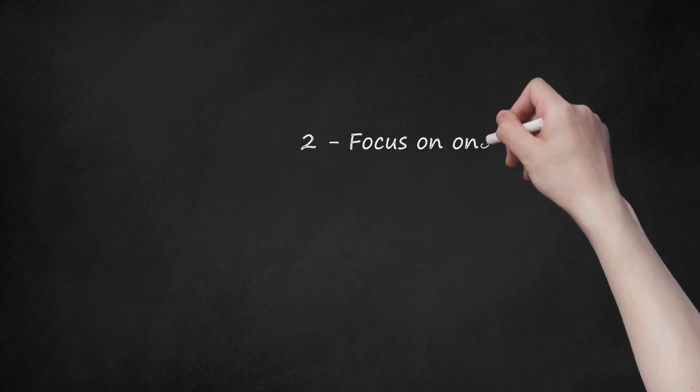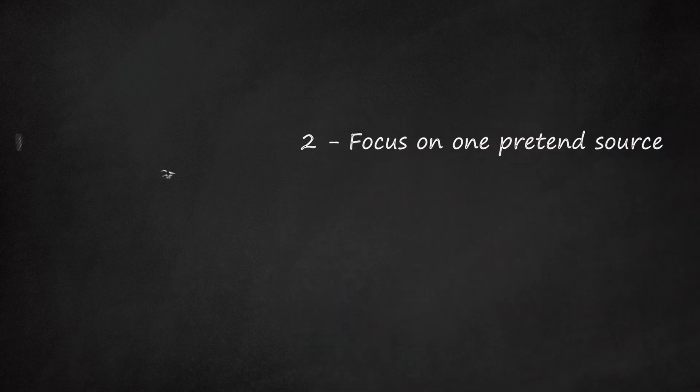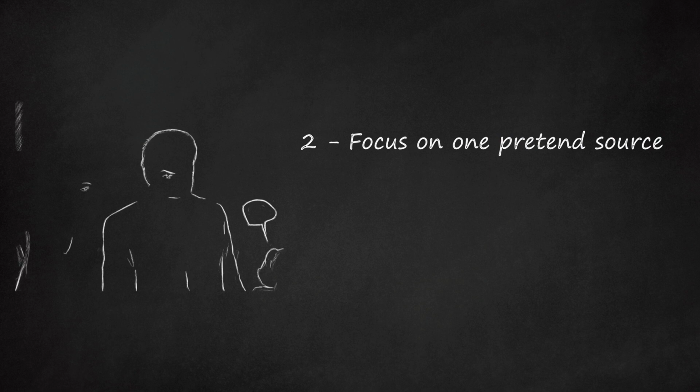2. Focus on one pretend source. After you finish searching for the source of the voice, a good way to keep the listener misdirected is by keeping your eyes locked on the fake source. This action relies on the same misdirection principle used in searching for your fake source.